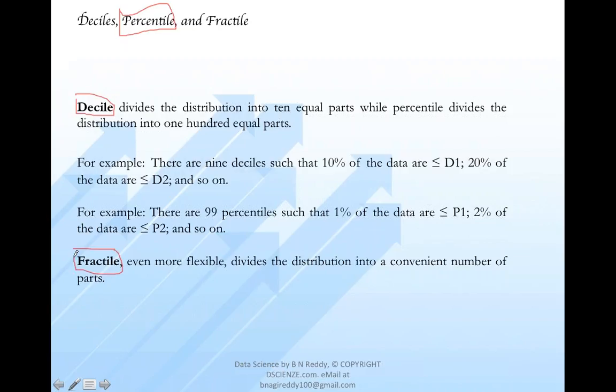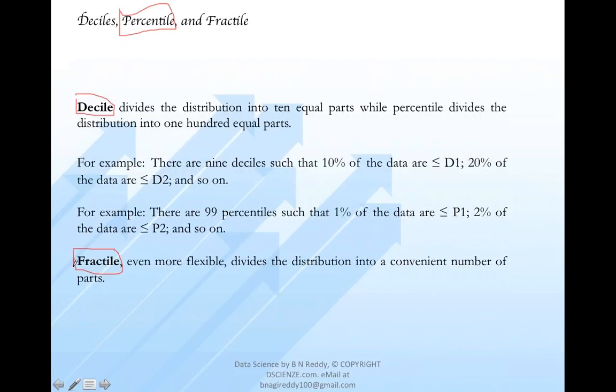It depends upon your convenience. You may find a requirement where you need to divide the data set into 20 parts, or 25 parts, or 30 parts. If you find that kind of requirement, then we go for the fractile. Got it. So I will explain this fractile.